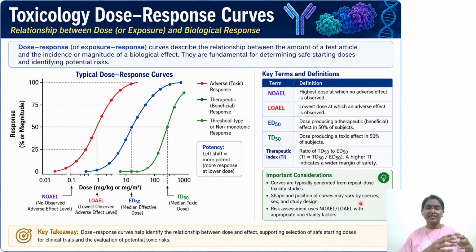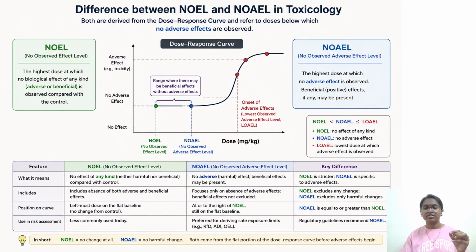So if you're taking a single study, you have a single dose response curve for a particular effect. Rat might be different, mice will be different, rabbit, monkey, and dog. The shape and position of the curve may vary with the species, sex, and the study design. Risk assessment uses NOAEL and NOEL with the appropriate uncertainty factors. So once you get NOAEL or NOEL, you can use it for risk assessment or deriving certain health-based exposure limits.